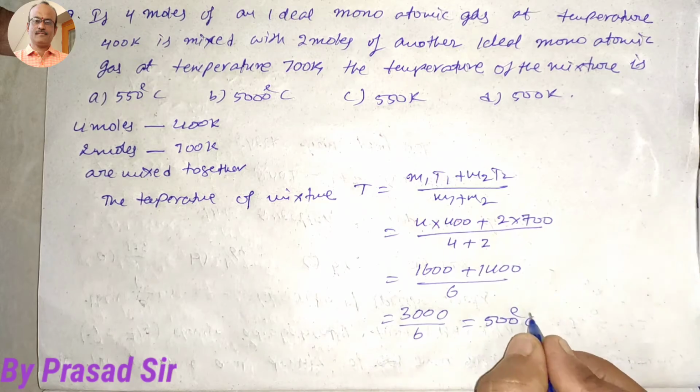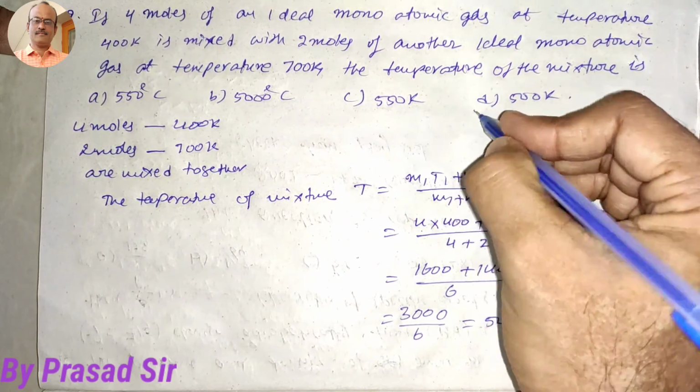So which option is 500 Kelvin? Which option is correct here? Option D.